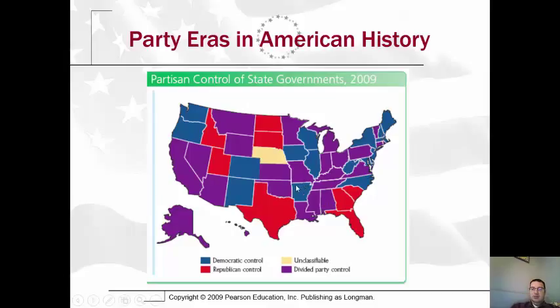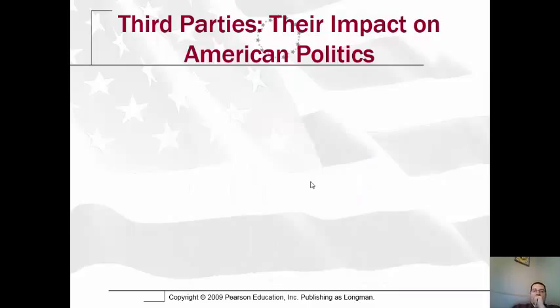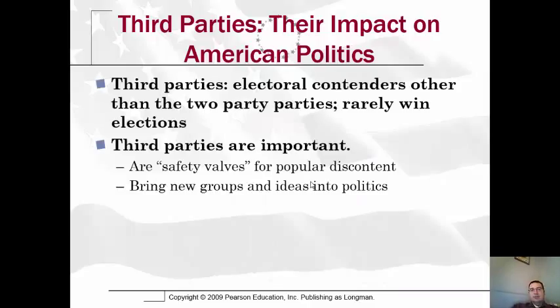Some of them are blue, which means they're in Democratic hands. Some of them are red, meaning they're in Republican hands solely. But the vast majority of them are purple, meaning that the parties have to share control of the government. What about parties besides the Democrats and Republicans?